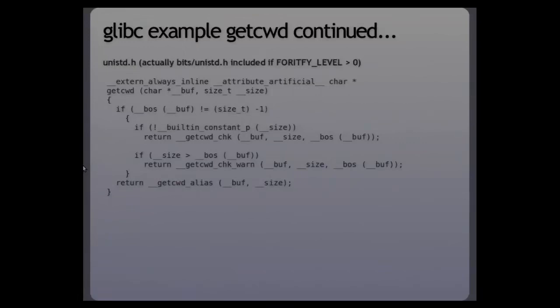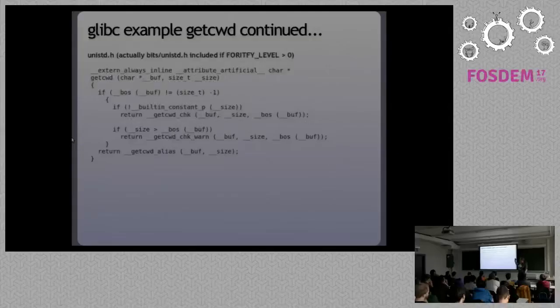Your get current working directory, it asks the size of the buffer. If it doesn't know the buffer, then okay, we just call the current working directory. If we do know the size and if we do know the buffer size and we know the size at compile time, it's actually a constant.